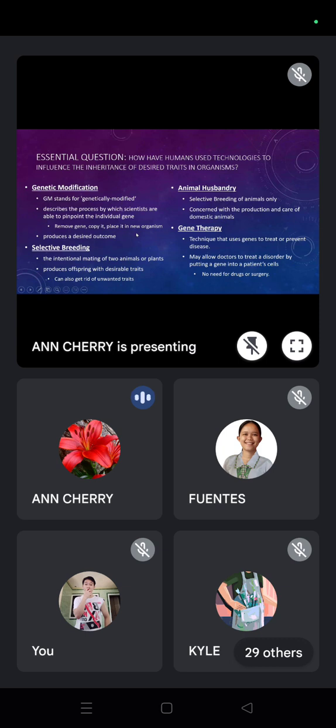So that organism now has a new addition to its original genetic code. So meaning there is a genetic alteration. And this new organism now contains the desired trait that you want. Okay? The desired trait. Okay.